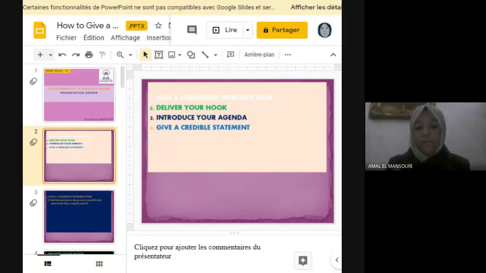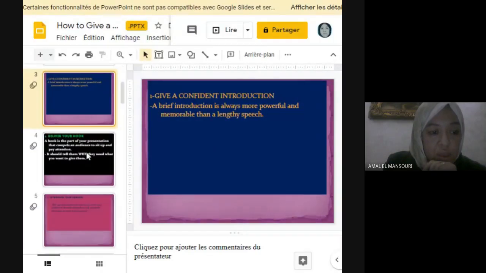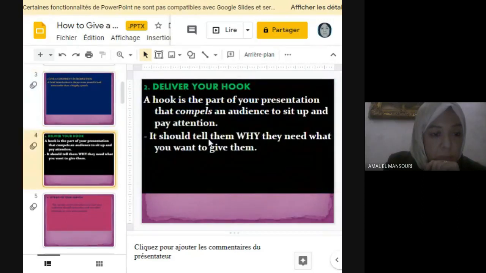Now we have to move to another point, which is deliver your hook. Here it is.